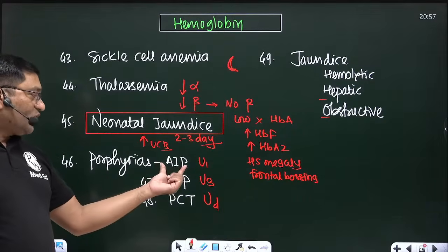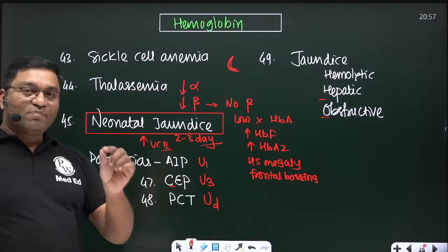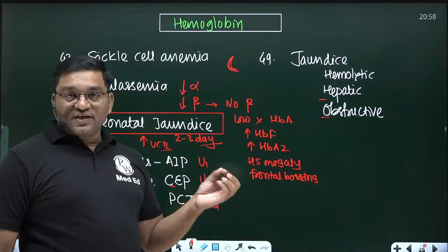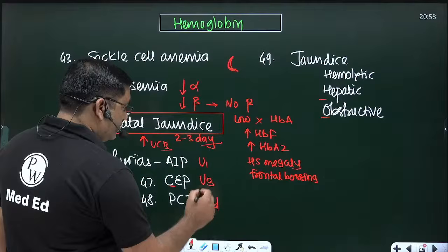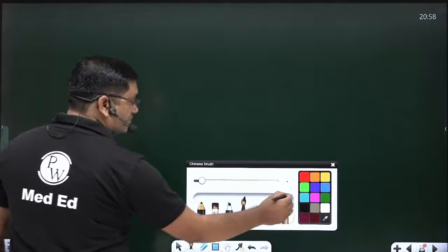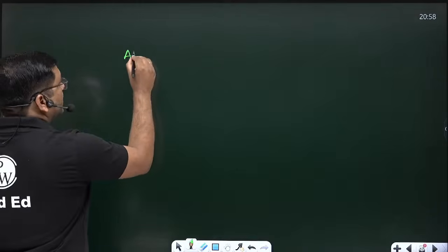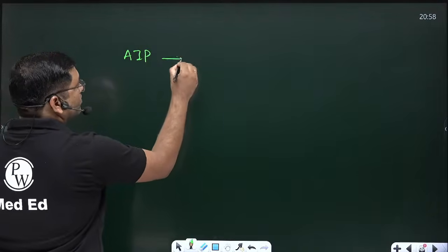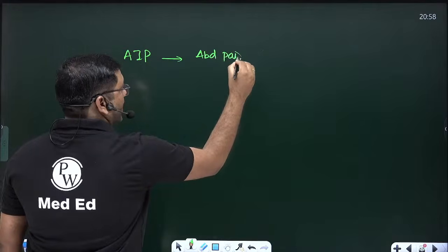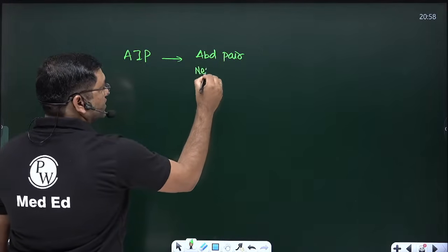Now in acute intermittent porphyria, abdominal pain and neurological manifestations are the symptoms, and there is an increased level of ALA and PBG. So in acute intermittent porphyria, there are two main symptoms, that is abdominal pain and neuropsychiatric symptoms.